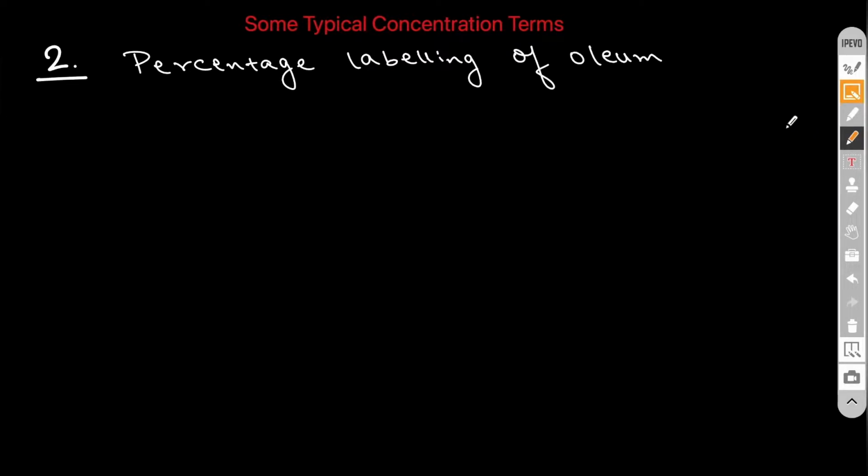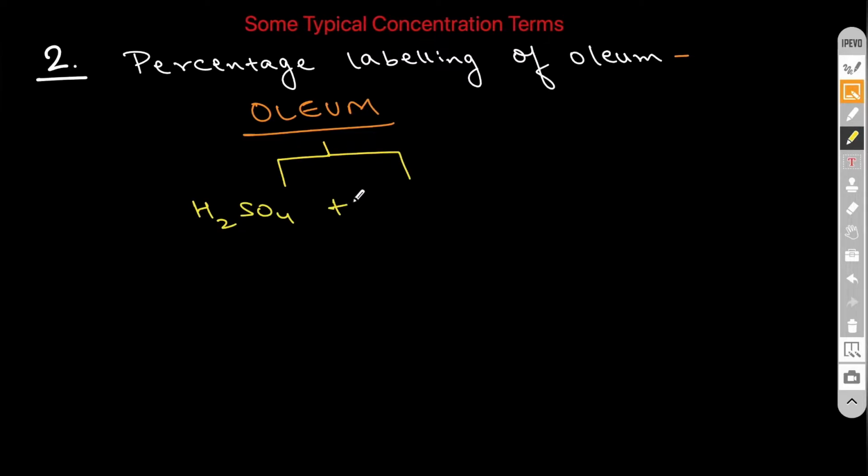So first we'll discuss what oleum actually is. Oleum is basically a mixture of H2SO4, which is sulfuric acid, and SO3. So it's a mixture of sulfuric acid and SO3. Here H2SO4 is the acid and SO3 is the anhydride of the acid.